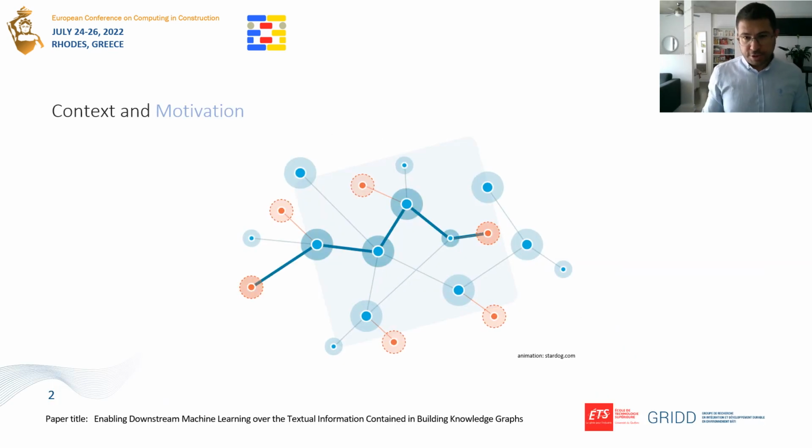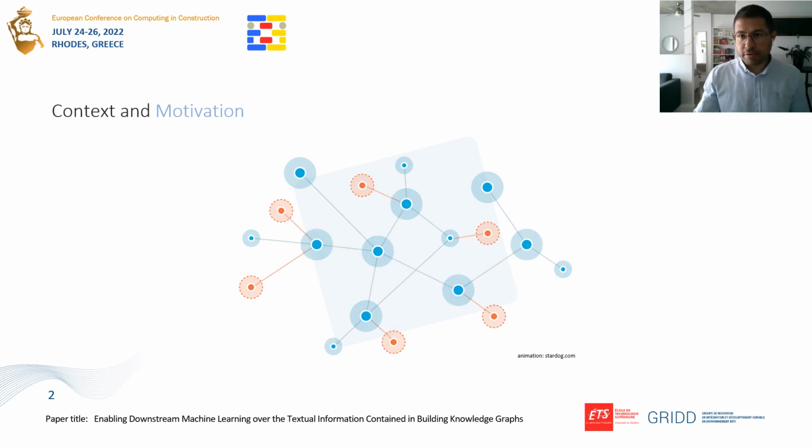Our work positions itself within the area of machine learning from the semantic models of the building information. So first, please let me set the stage by giving some background information about knowledge graphs and their relationships with the field of machine learning. So what is a knowledge graph?